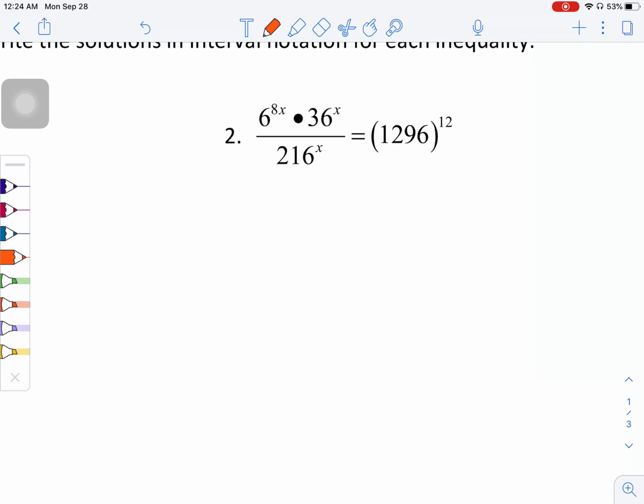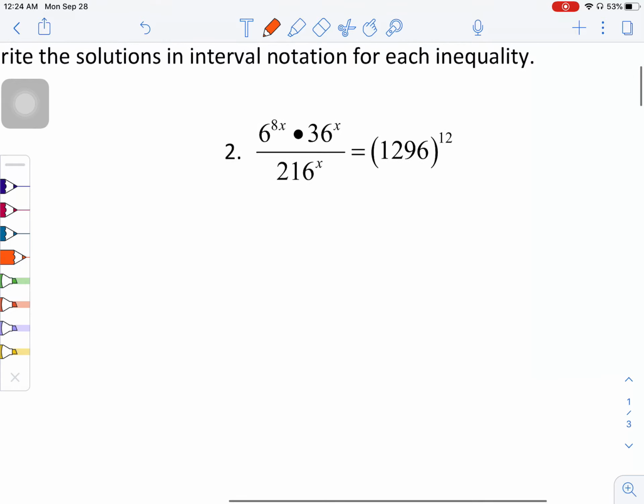I need some common bases here. I have 6, 36, 216, and 1,296. In order to be able to solve these problems right now, you have to be able to make a common base. We're not going to do trick questions, or if we do, you might see it on a homework assignment where it's literally a typo on my fault. Okay?